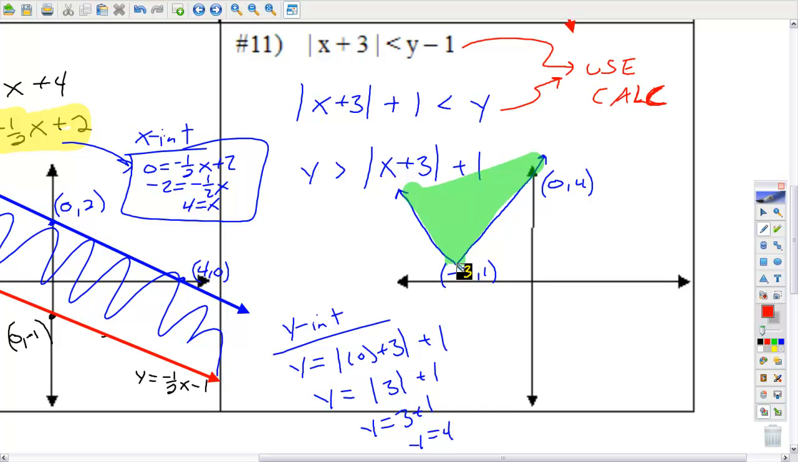To find this point here using a calculator, use the second calc function once you have it graphed, and then ask it to find the minimum. Once you've done that, it's going to say left bound, put your cursor over here someplace, hit enter. Then it says right bound, put your cursor over here someplace, hit enter. And then it's going to say guess, hit enter, and it'll tell you that the minimum is -3, +1.